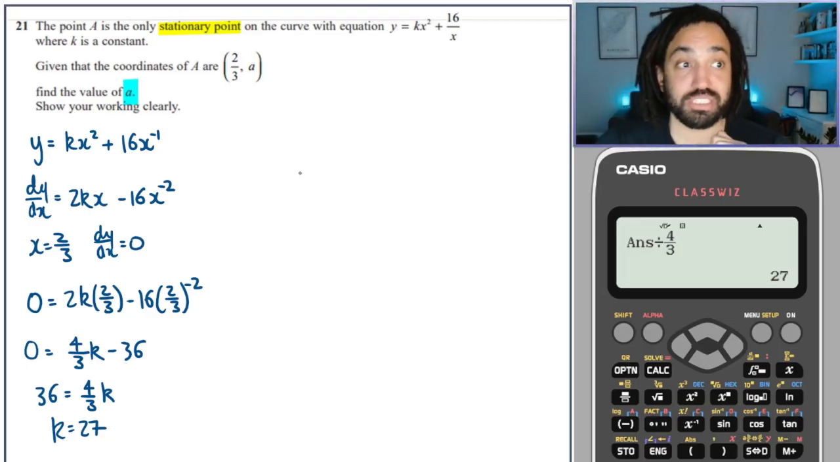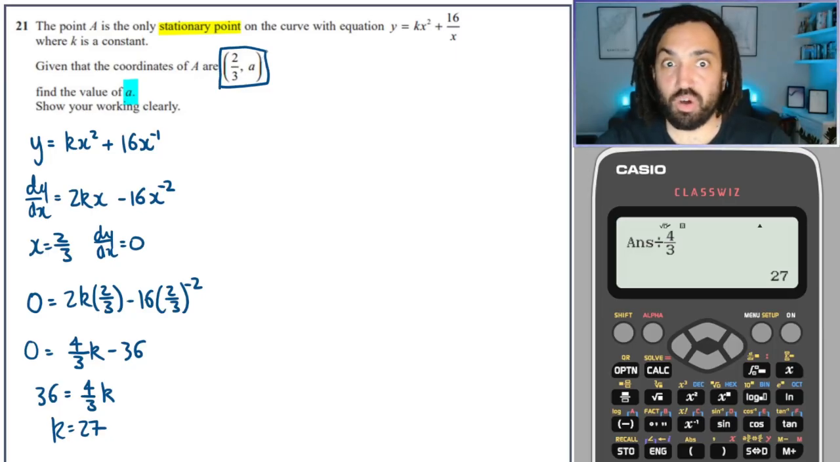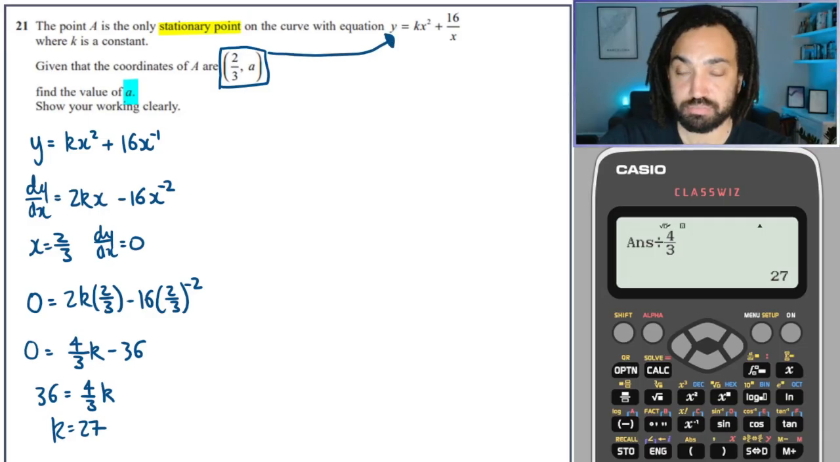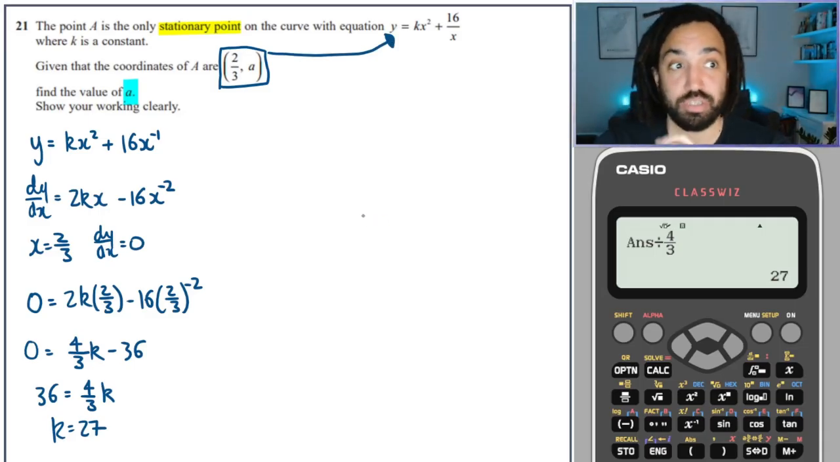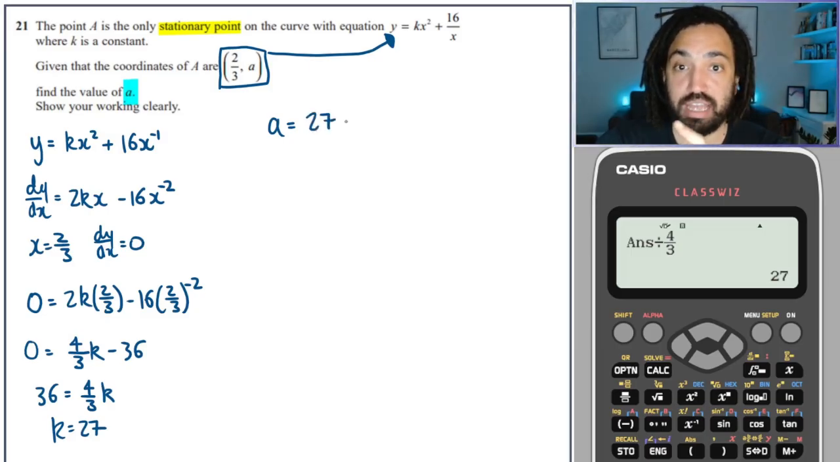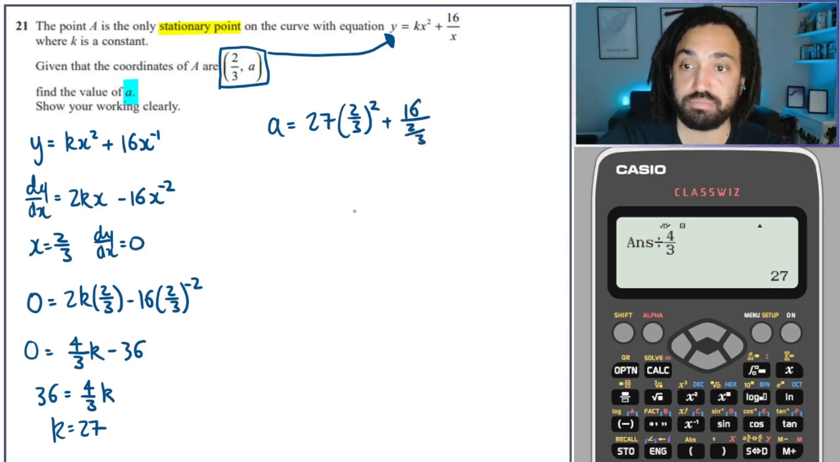So I need another bit of information. Well, the other bit of information is that this actual point must be on the curve, because it's where the stationary point is, so it should satisfy the equation of the curve, which means I can substitute it into this equation. So the y is a, we have k, which we know is 27, x squared, and the x coordinate at this particular point is 2 over 3, plus 16 over 2 over 3.